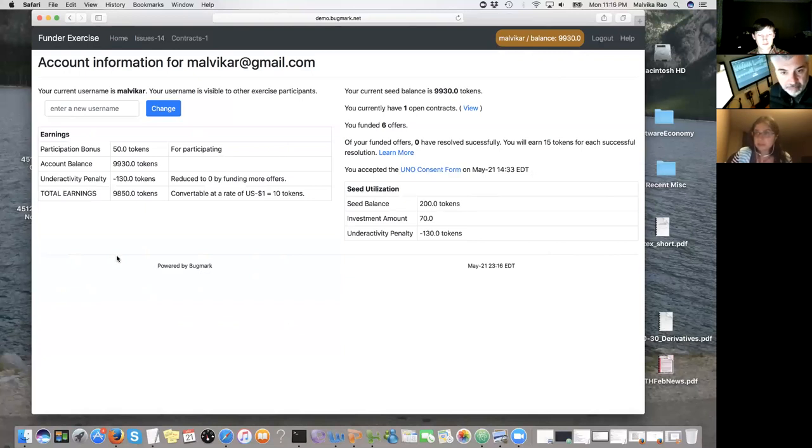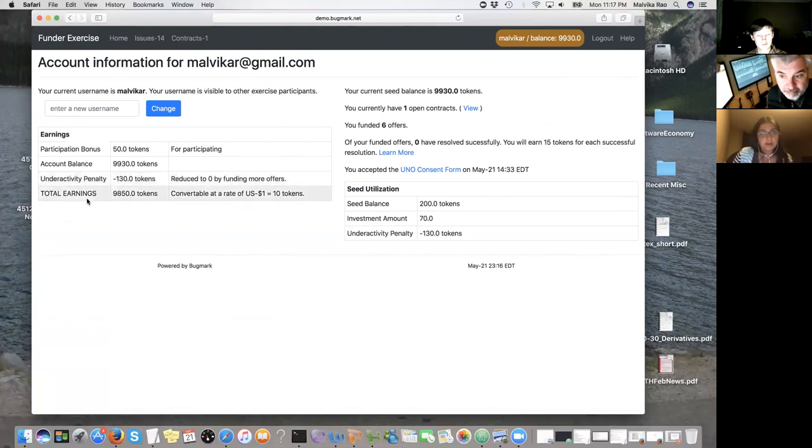So what are my earnings? The first table over here, the earnings table, shows me my participation bonus, which is just 50 tokens for participating. This was also there in the worker exercise. Then this is my account balance. And then this is the underactivity penalty that I mentioned in the slides. So this is the unused seed money that's left. I was given seed money of 200 tokens, as is everyone, and this is what remains.